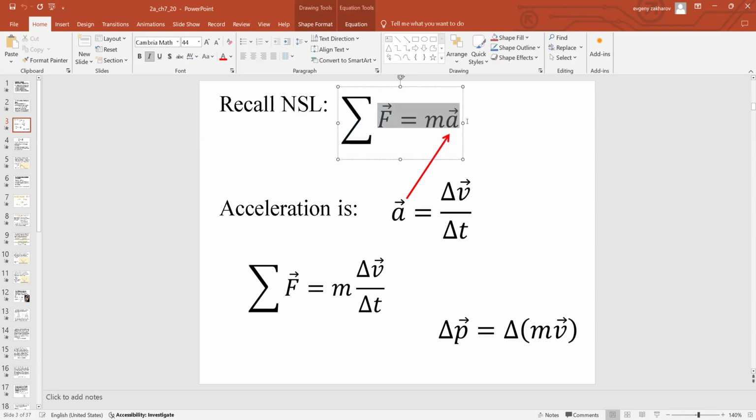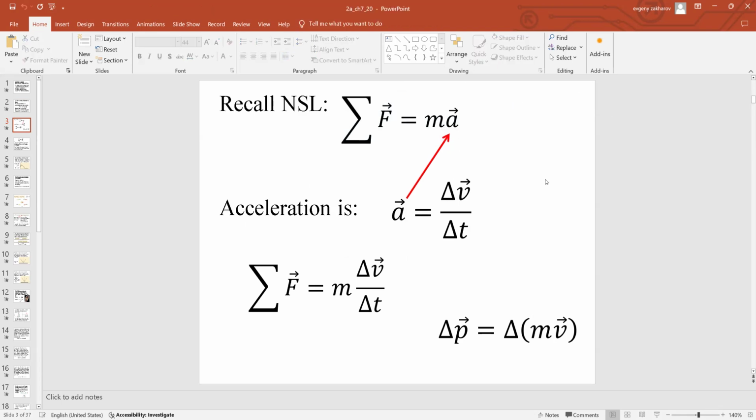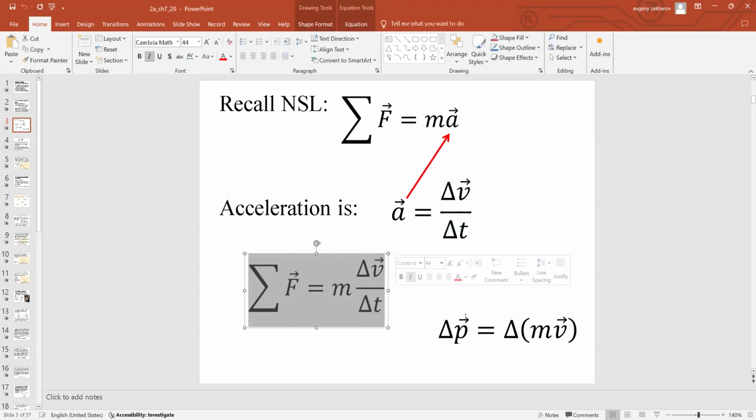So our statement for the second Newton's law was F equals ma, because mass was considered constant. Now we have to get away from it because Newton never said so. Newton said change in momentum. Definition for acceleration is from kinematics, change in velocity with respect to time. Here we go. Substitute for acceleration. That's what you're going to get. So net external force is mass, which is still there, times acceleration, which is change in velocity over time.